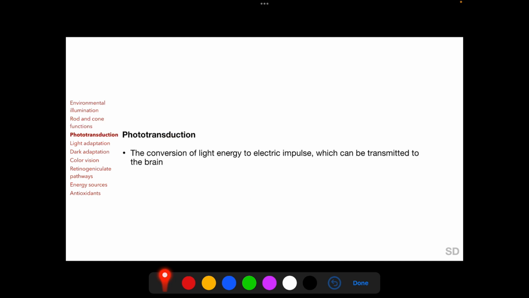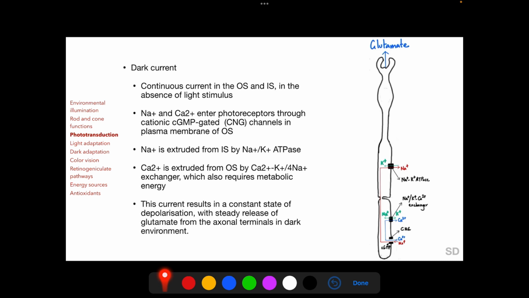Phototransduction is the conversion of light energy to electrical impulse, which can be transmitted to the brain. Before discussing the phototransduction process, we need to understand the dark current, which occurs continuously in the photoreceptors in a dark environment. So dark current is a continuous current in the outer segment and inner segment of the photoreceptors in the absence of light stimulus.